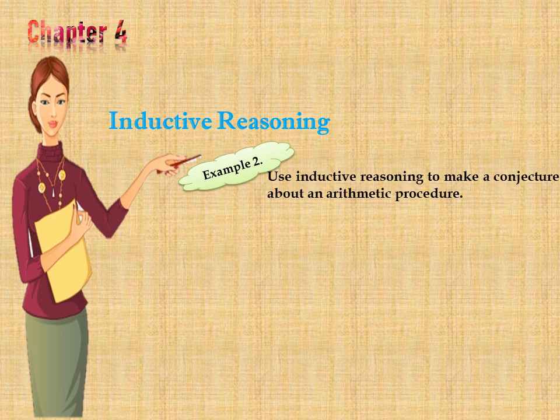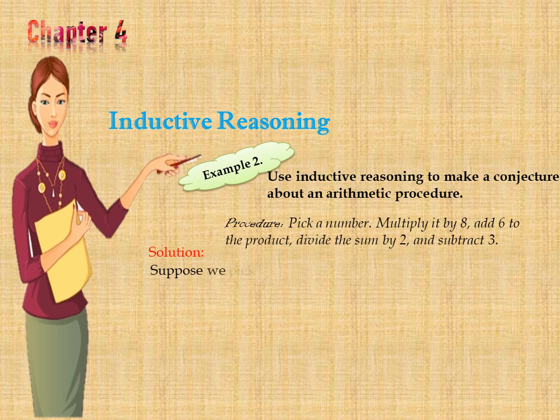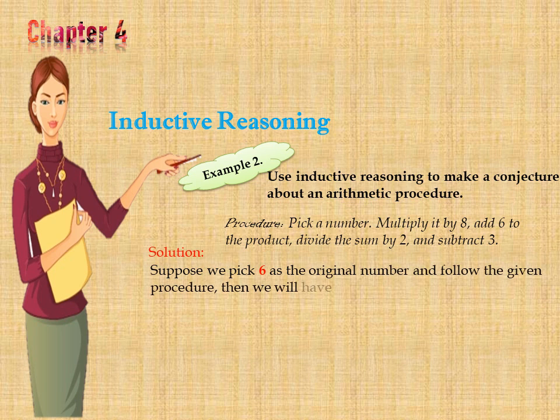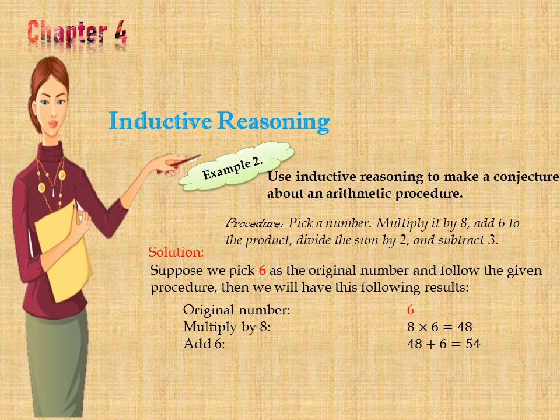Okay, so we're going to pick another number. Suppose we pick 6 as the original number and then we're going to follow the given procedure. Then we will have the following results. The original number we picked is 6. Next, we're going to multiply it by 8. So we will have 8 times 6 and this will give us 48. Next, we're going to add 6 to the product. Since the product is 48, we add 6 to it, so this will give us 54.